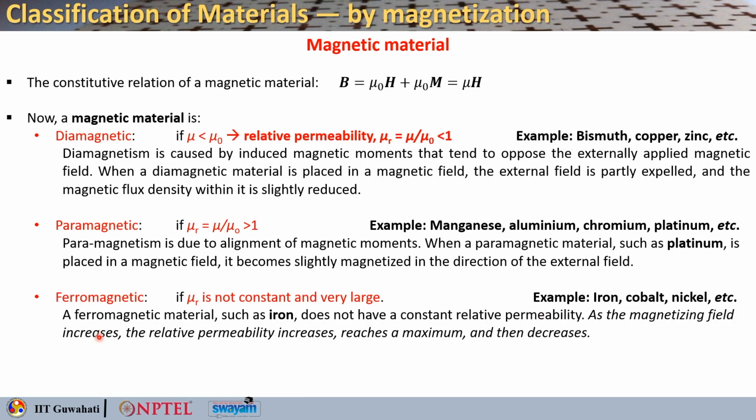And then you have ferromagnetic. So if your mu r is not constant and it is very large, something like iron, nickel, cobalt, etc. Ferromagnetic materials such as iron do not have a constant relative permeability. As the magnetizing field increases, their relative permeability also increases, and then it reaches a maximum, and after that it decreases. So these are three different types of materials based on magnetization.